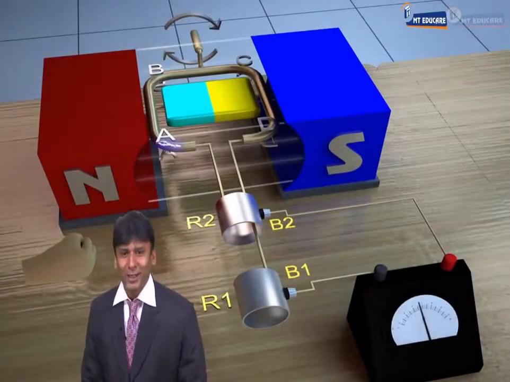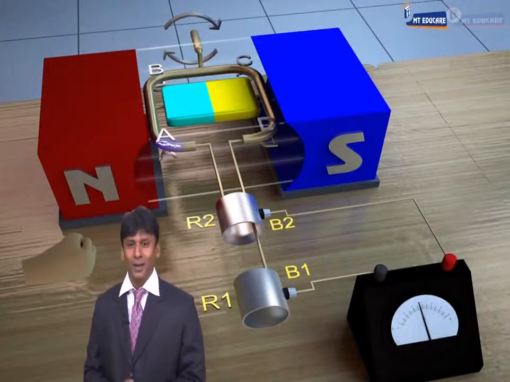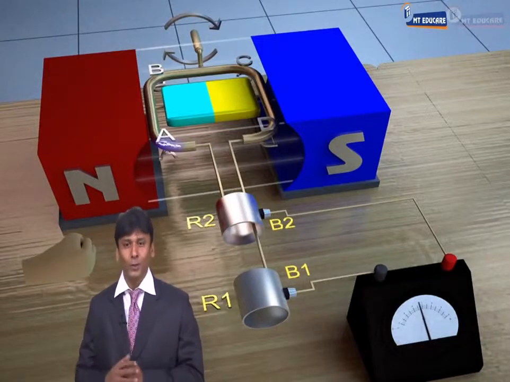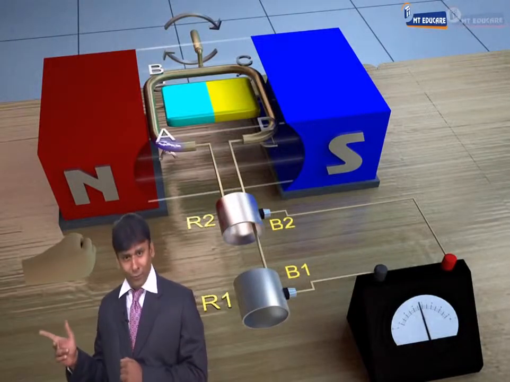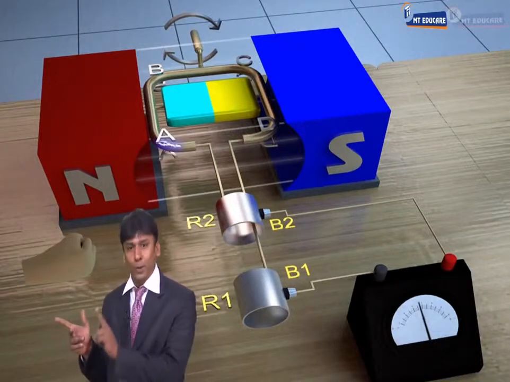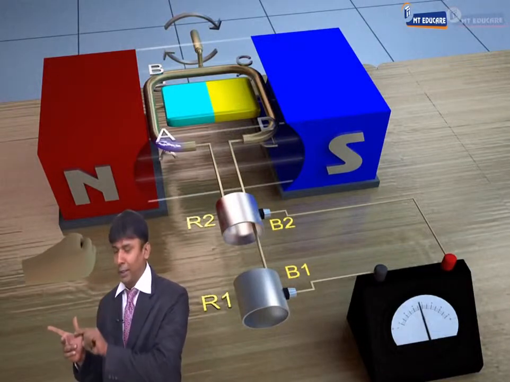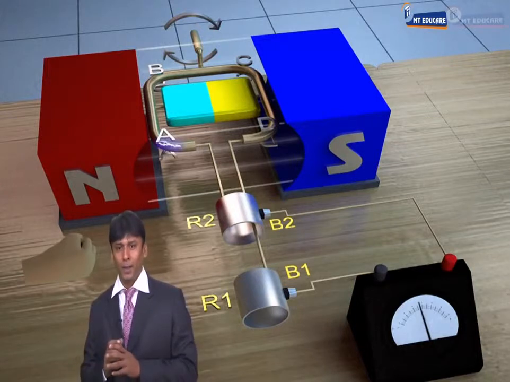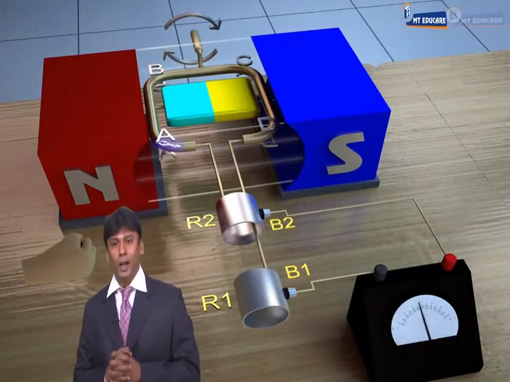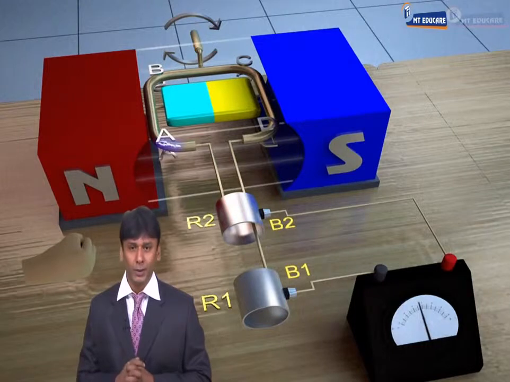Okay students, we have just now seen Fleming's right-hand rule, and from it there's one thing we have understood. If the direction of motion is upwards, then the current is inwards. Now I am going to use this in understanding how a generator works.